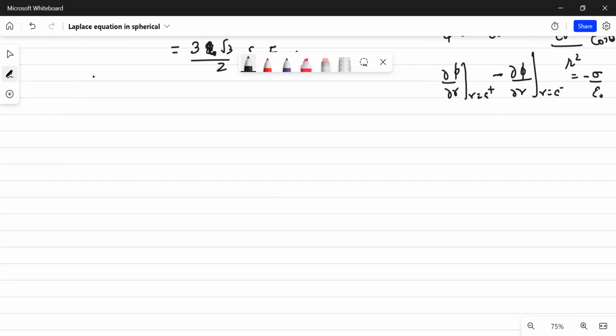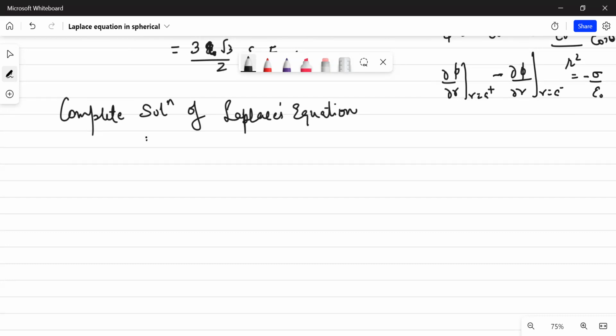I don't expect this to be coming in examination anyway, but still, if it comes, I'm going to write a general result. So I'm writing the complete solution of Laplace's equation in spherical polar coordinates. That is, now you do not have this azimuthal symmetry. So I'm going to write the complete solution in spherical polar coordinates. And this is something that you'll find in your hydrogen atom also. Almost similar things.